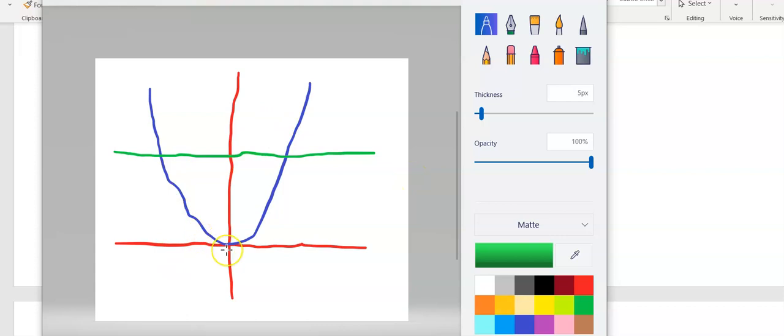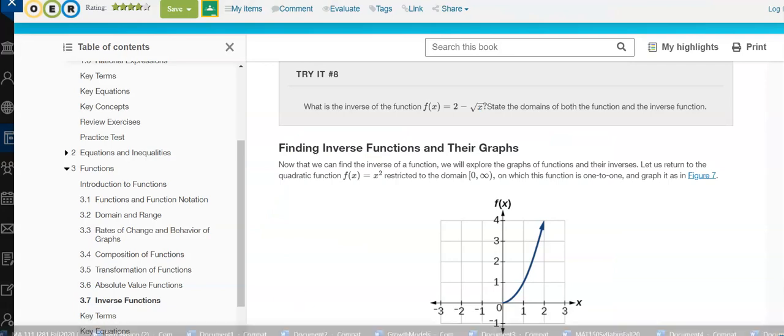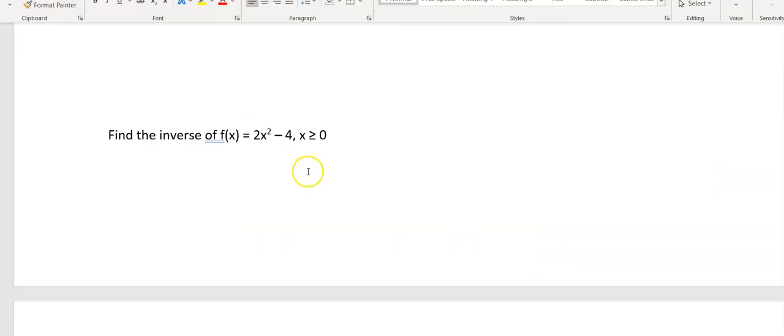But what the x greater than or equal to 0 is saying is that we're only looking at the right side of the parabola. So the right side is 1-to-1. Or if we were only looking at the left side, it would be 1-to-1. So when we see that restriction, we can ignore it. All it's doing is making this 1-to-1 for us so we can actually find the inverse. So let's go through our steps.